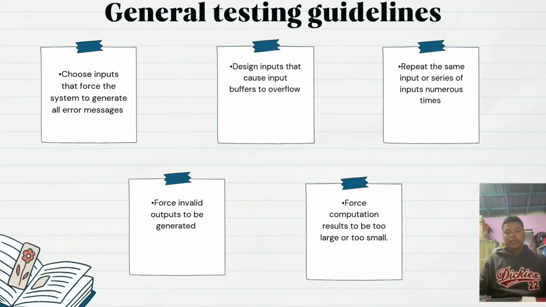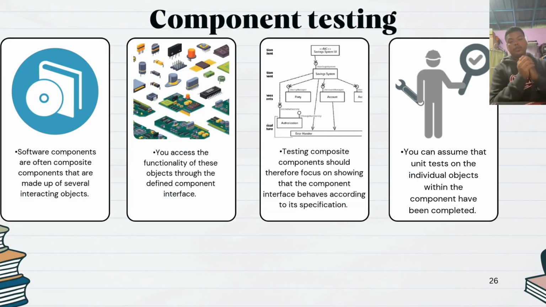Thank you. We go to general testing guidelines. First, we need to choose inputs that force the system to generate all error messages. Second, design inputs that cause the input buffer to overflow. Third, repeat the same input or series of inputs numerous times to check their consistency. Then we force invalid outputs to be generated, and last, force computation results to be too large or too small.